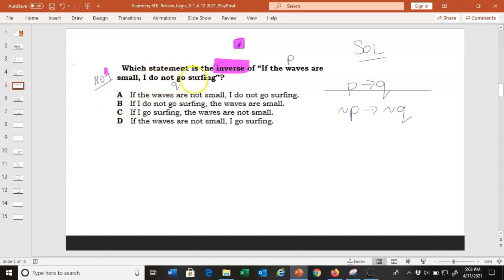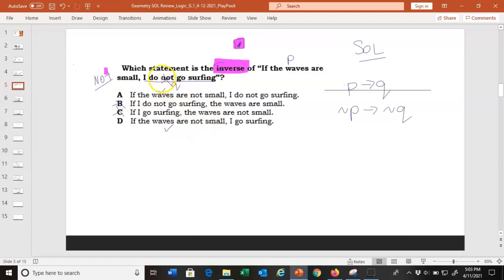The second part, that's the Q. I do not go surfing. So you want to make this statement opposite. So you do go surfing. So we're looking for if the waves are not small, I do go surfing. Could be A, right? No, it's not that. No, it's not that, because the first part of the sentences don't match. Or it could be D. So we have those. P is correct.